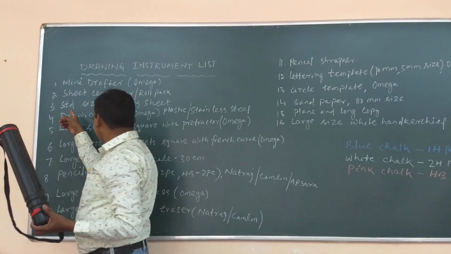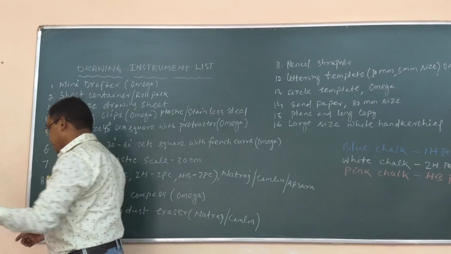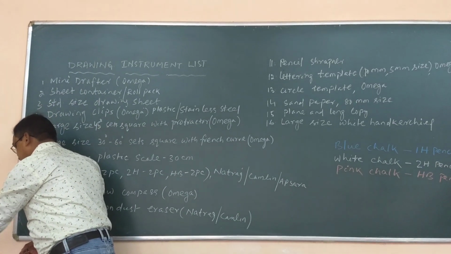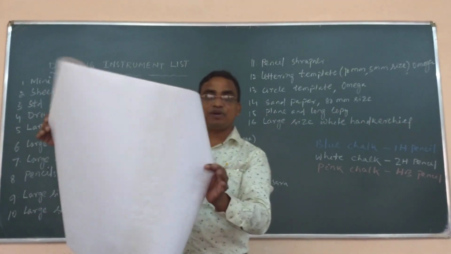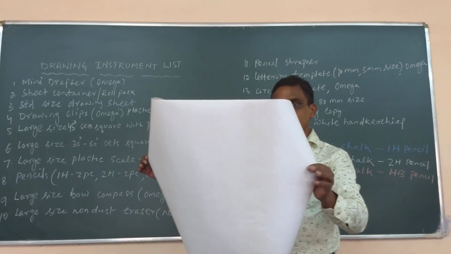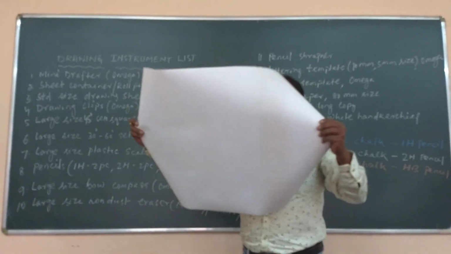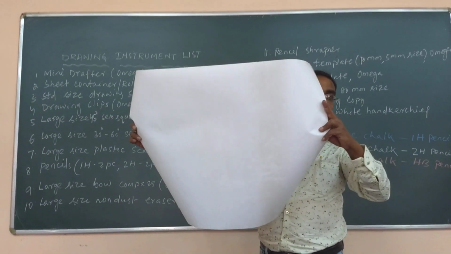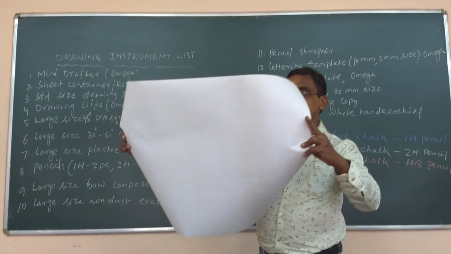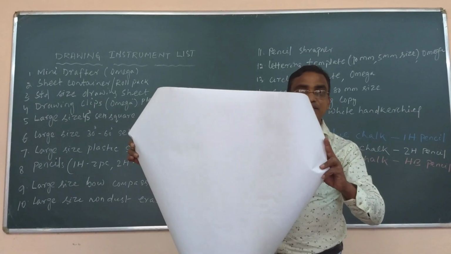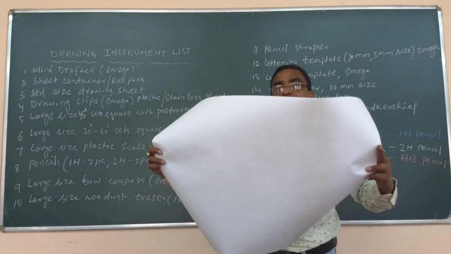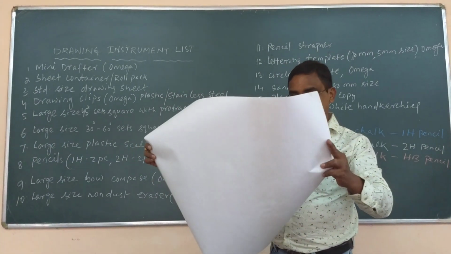Next one is the standard size drawing sheet. Just mark. What is available in our bookstore? Two types of drawing sheets are available. One is thin and brownish. The second one is thick and whitish. So always bring the thick and whitish drawing sheet. Standard size drawing sheet is available in the local market.